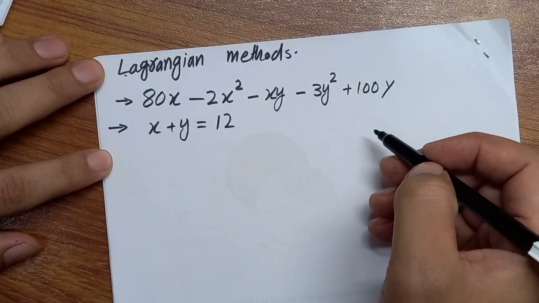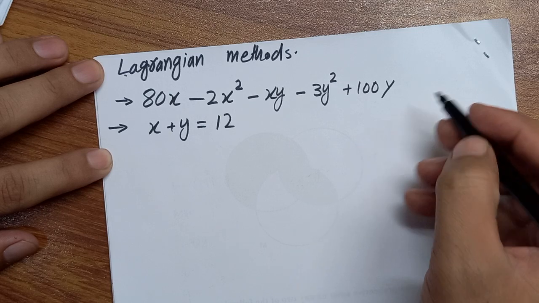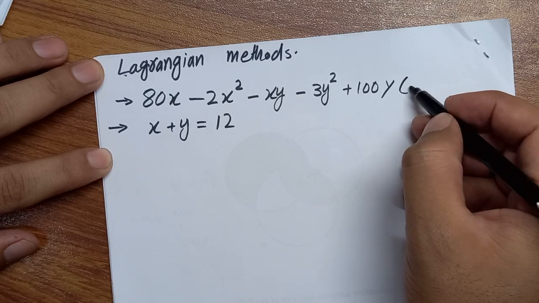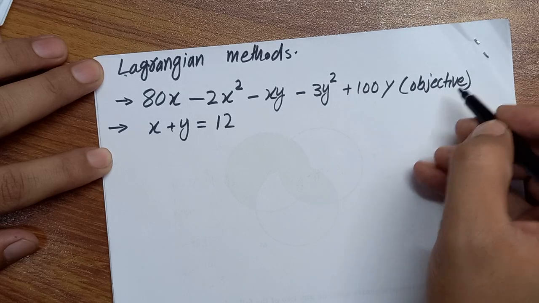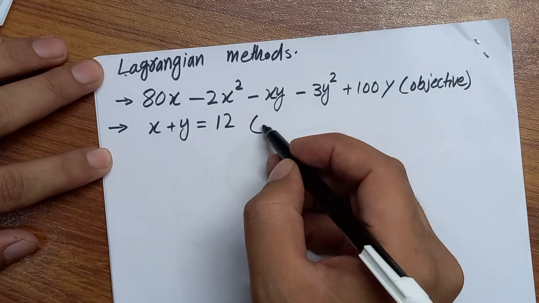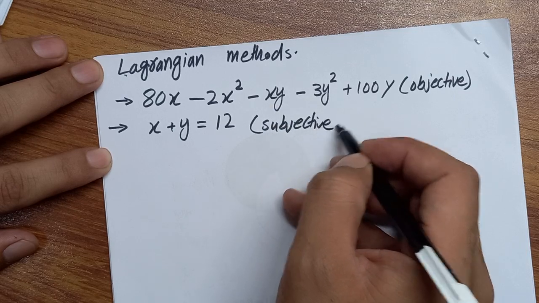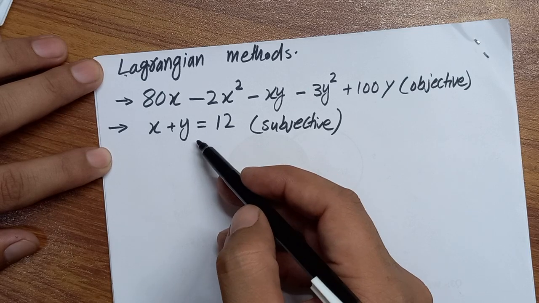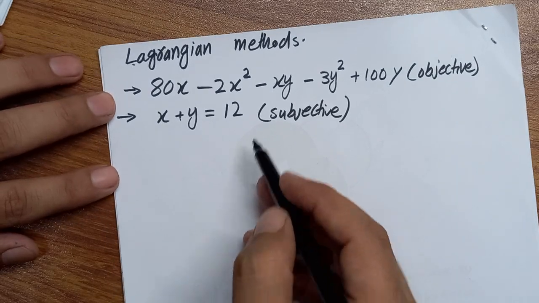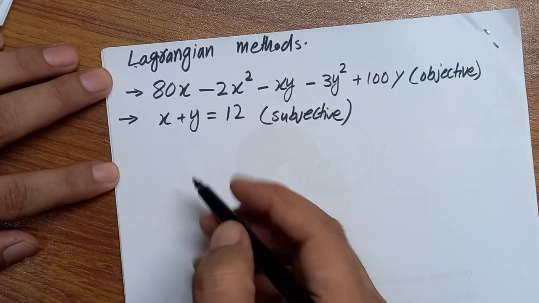First, we want to identify which is the objective function and which is the constraint. Here it is the objective function, and this one is the subjective function. The subjective function is also called the constraint because we have some limit here. Now we use the Lagrangian method to solve this equation.